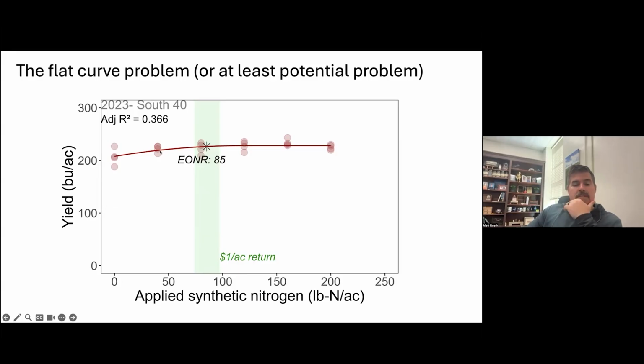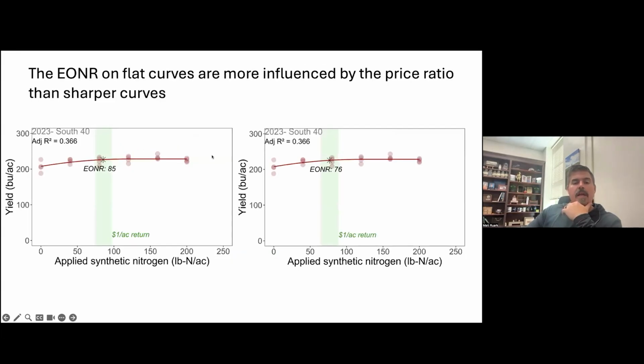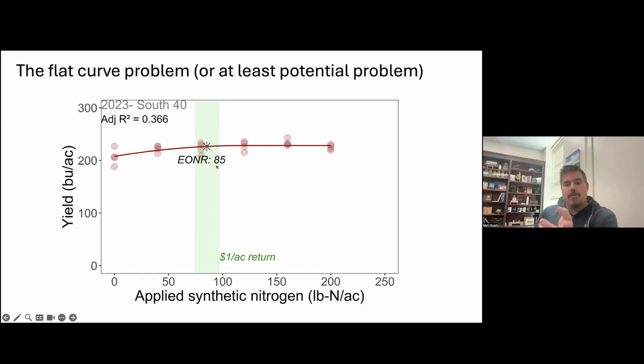But in any case, we can still fit a response function here. A quadratic plateau still did fit, and we found an economic optimum return. We maximize profitability, excuse me, at 85 pounds of nitrogen. That's a lot less than that other field. So what's going on here?